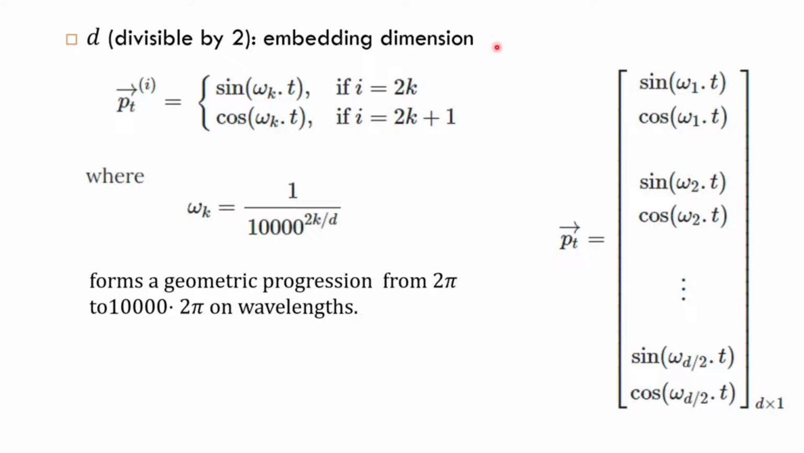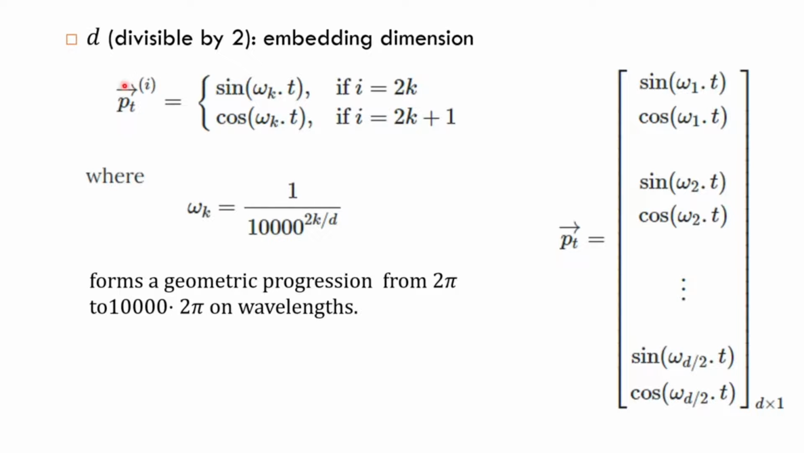If d is the embedding dimension, it should be divisible by 2. That is, what dimensional position embedding we want to add. It is the same as the input dimension. We will see why it is the same as the input dimension. But whatever the input dimension is, d should be the same as the input dimension.